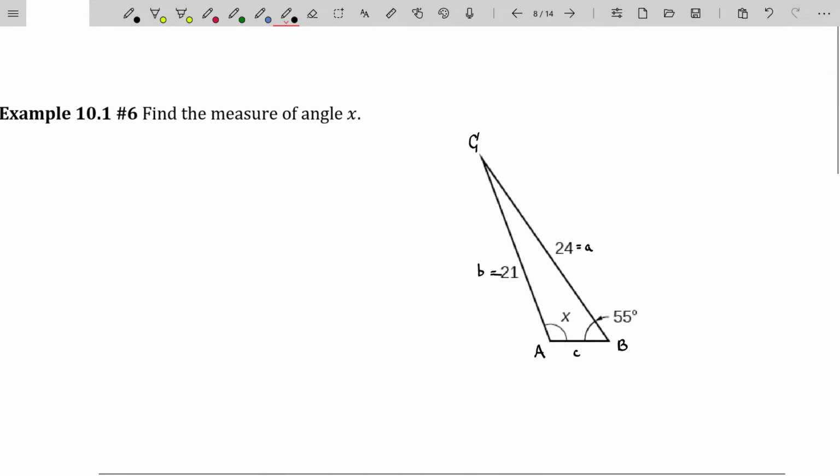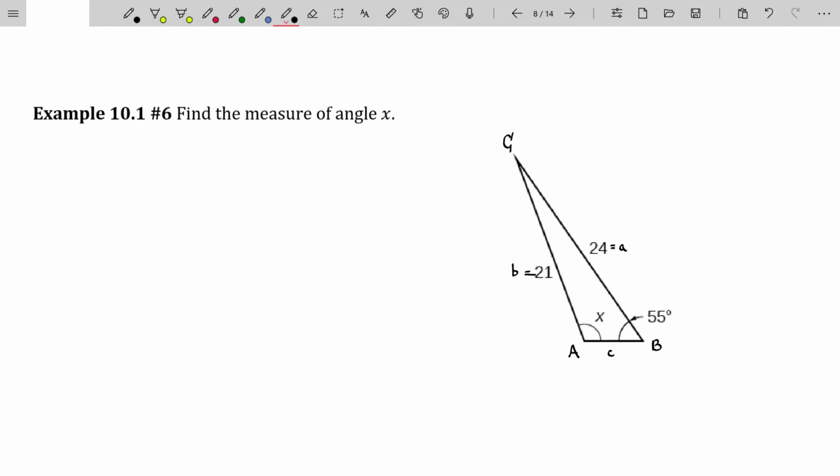I would then build my table just like normal. Angle A is equal to, well, we don't know, actually. That's what we want. Angle B is 55 degrees. And angle C is, again, we don't know. Side A was given to us to be 24. Side B is given to us to be 21. Side C, we don't know. But luckily, we have a full row, which tells us we can use the law of sines.